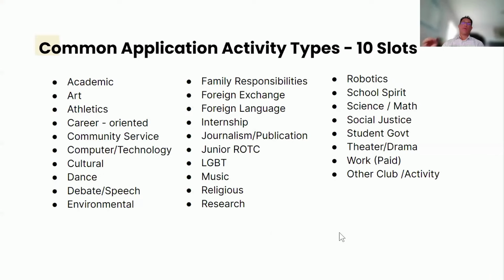Now, for the Common Application, there are 10 slots. And as I mentioned, there are different activity types that you can choose from. You can see here all different types, from academics, computer technology, ROTC, religious, science, student government, and other activities. So there are a lot of different slots for the Common Application activity types.